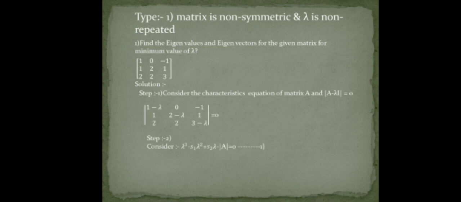Step 2. Consider the equation lambda cubed minus s1 lambda squared plus s2 lambda minus determinant of A equal to 0. This is the characteristic equation for a matrix of order 3 by 3. Here s1 is the sum of diagonal elements and s2 is the sum of minors of order 1 of the diagonal elements of the matrix. Now for the given example, the value of s1 is 6, s2 is 11 and determinant of A is 6. Substituting the values in the above equation, we get lambda cubed minus 6 lambda squared plus 11 lambda minus 6 equal to 0.